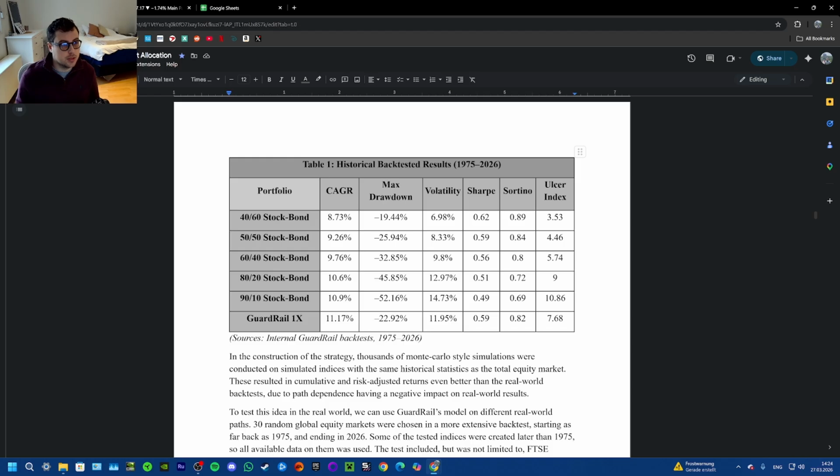but it's been able to do this for much less volatility than regular just holding stocks. It's about a third less volatility or even half the volatility sometimes. It's had a higher Sharpe than anything besides a 40-60 portfolio, which again has a much lower growth rate. But those are just some of the results. Again, you can pause the video to take a look at those if you want.